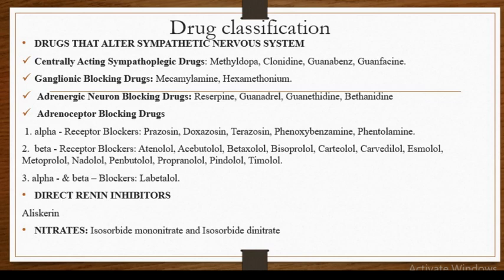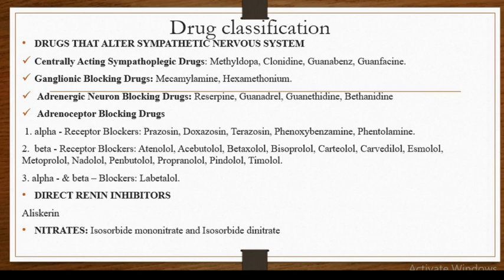Now, we also have the ganglionic blocking drugs, an example being hexamethonium. We shall go deep into all of these drugs one by one and see their mechanism of action and their pharmacologic effect. Then we also have the adrenergic neuron blocking drugs, the common one being reserpine. We also have guanethidine.